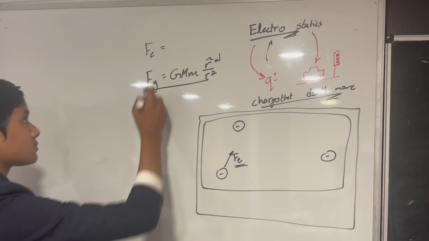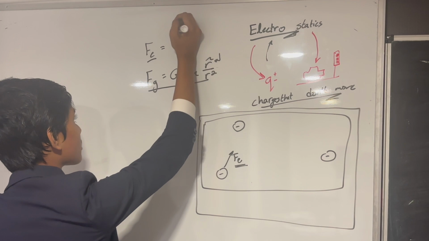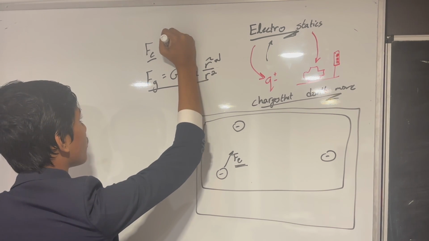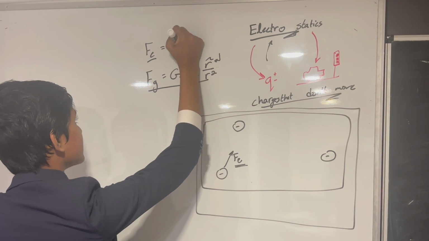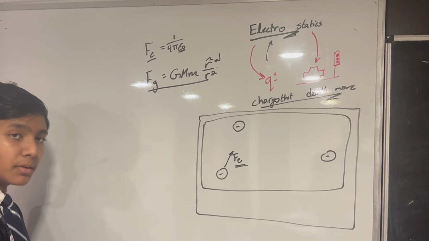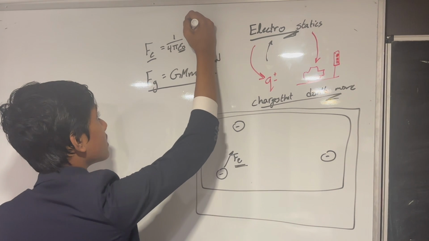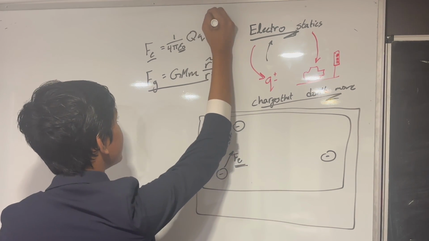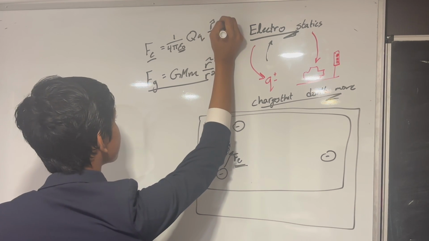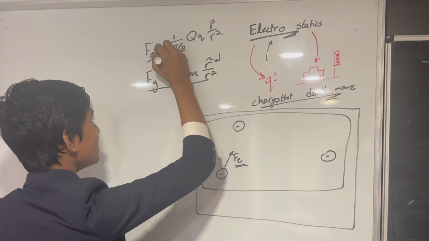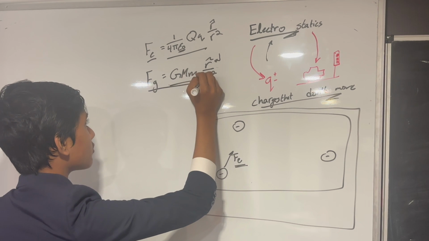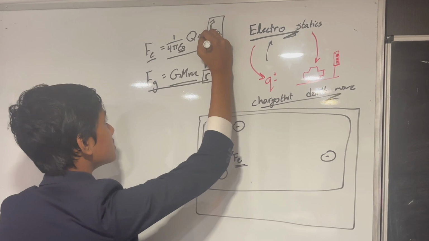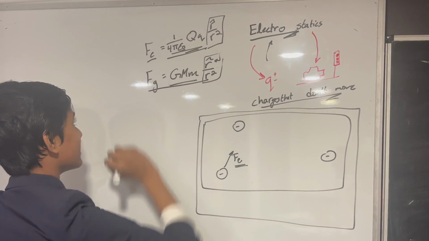Okay, so how is Fe similar? Well, take a look. You have 1 over 4 pi epsilon naught. This is permittivity. Charge of one, charge of the other, radial vector over r squared. As you can see, both equations are pretty much the same, with the constants looking slightly different.